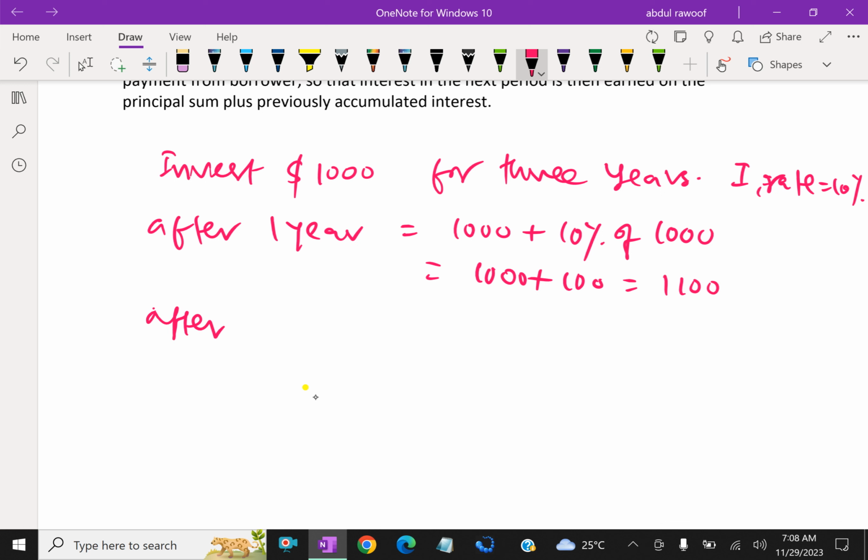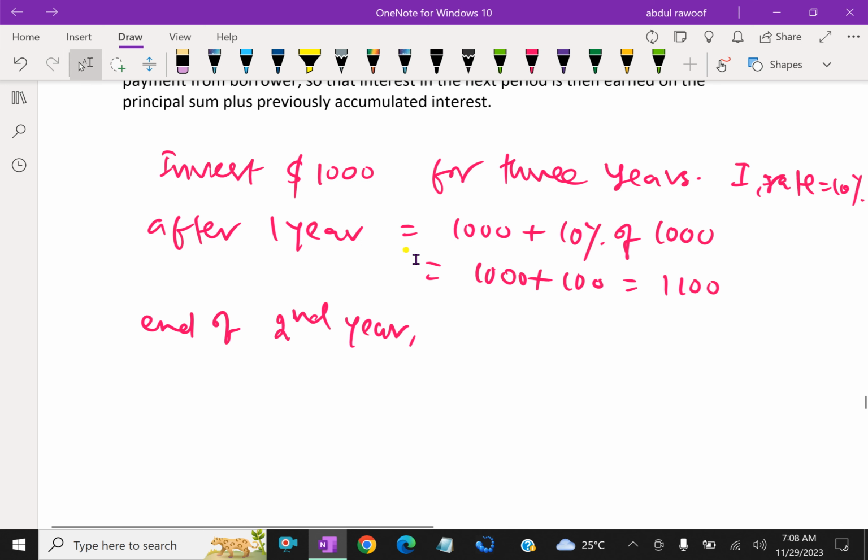After the second year, that is, at the end of the second year. After 1 year, your investment is 1,100, not 1,000, because the 100 interest is added. At the end of the first year, we get 1,100.